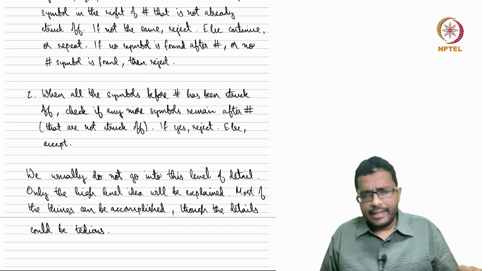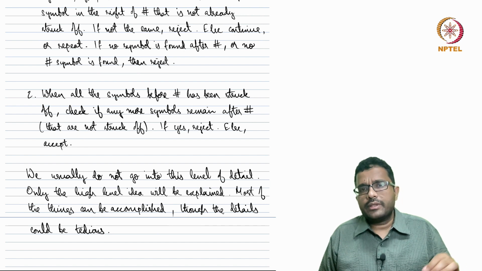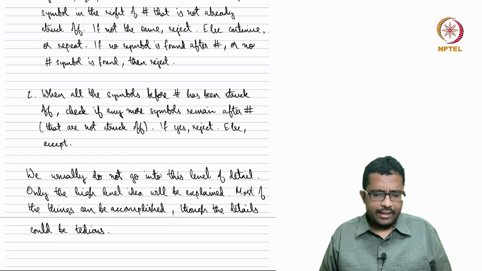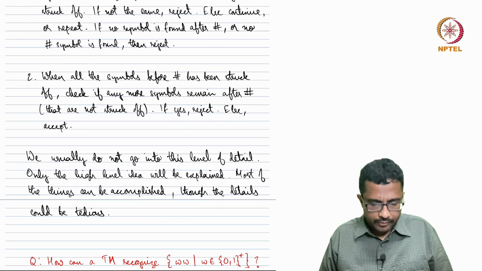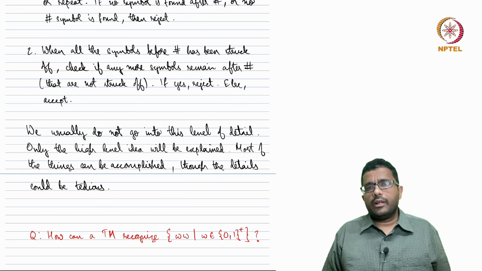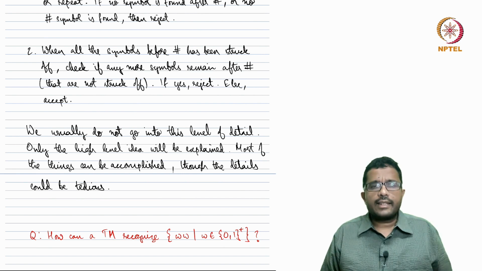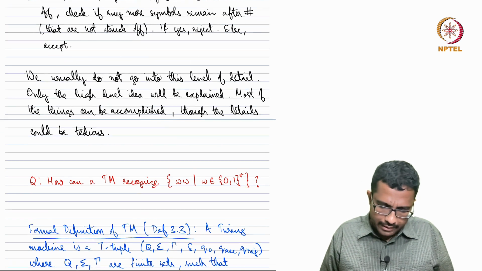So we will not get into those minute details as to how we accomplish these rules in a Turing machine. We will just give high level descriptions such as this, right? The details are tedious. The main point that I want you to know is that all of this can be accomplished.